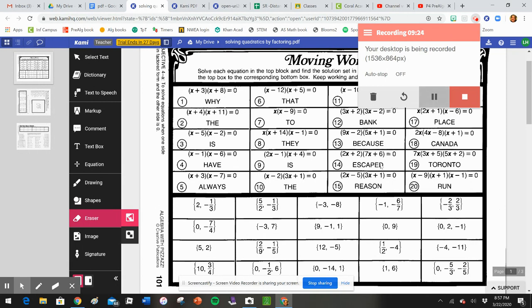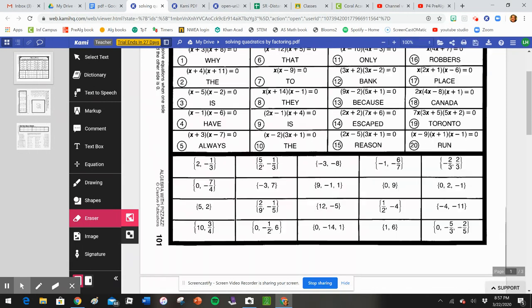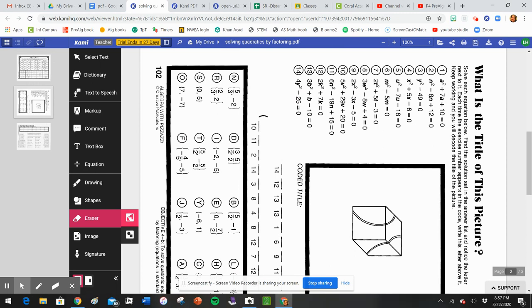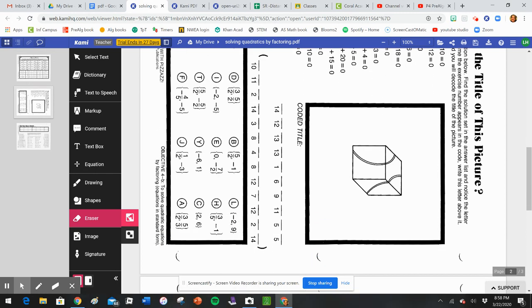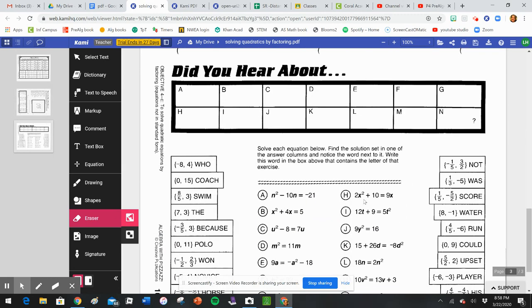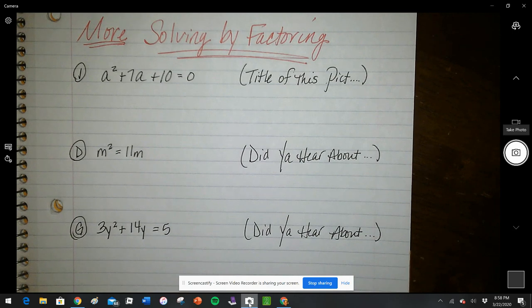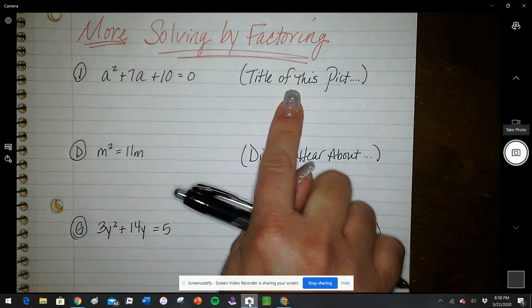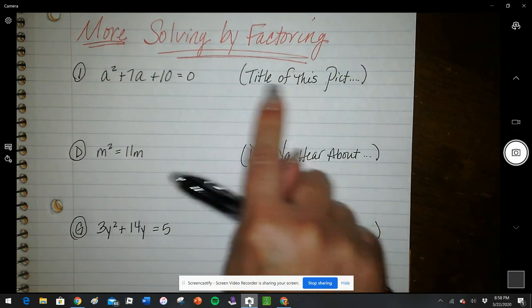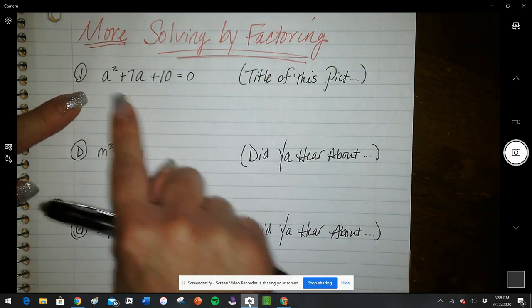All right, so I wanted to touch base with you again and just show you really quickly a couple of other things that can happen. So on the second page, it says, what is the title of this picture? And on the page, did you hear about? I want to show you a couple of those problems, okay? So the first one that we're going to do is from the first one that says the title of this picture. This is the first problem.